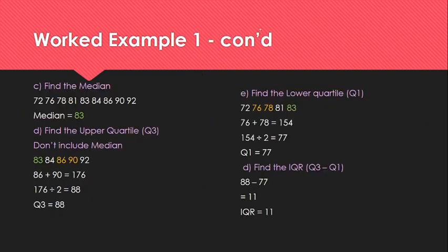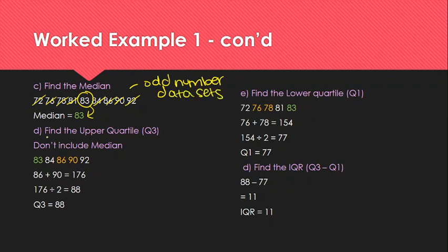Worked example 1 continued. Let's say we've got to find the median. I've just copied the data set. You cancel inwards and outwards. So cancel 1 there, cancel 1 there, cancel 2 here, cancel 2 here. When you come to the middle, start to do 1 by 1 and you find that the median is 83. We know this was an odd number of data values because if it was even, we would have to add the two middle values and divide by 2.